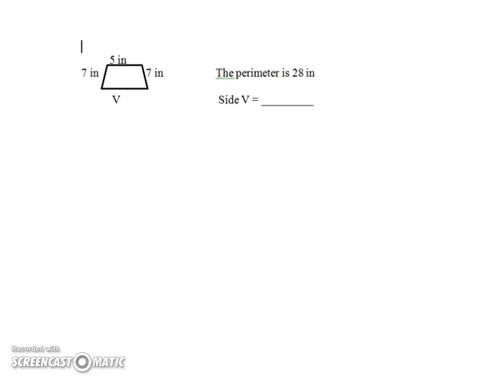On this one, they give me three of the sides, so I'm going to add those together. 7 and 7 is 14, plus 5 is 19. Take that away from 28. This one's also 9.